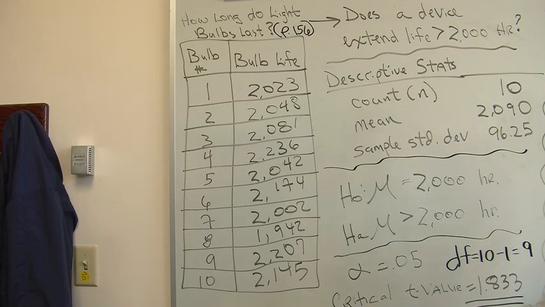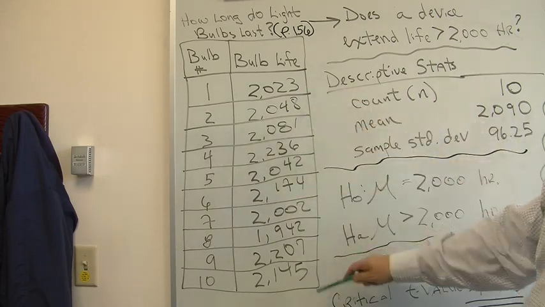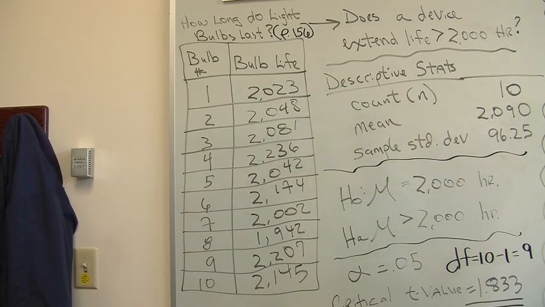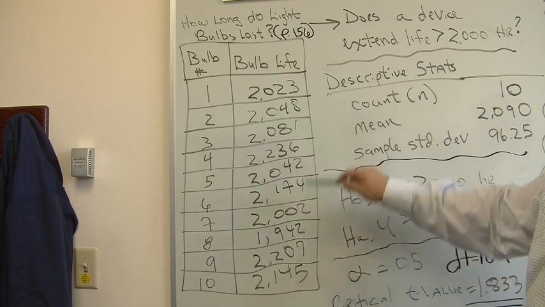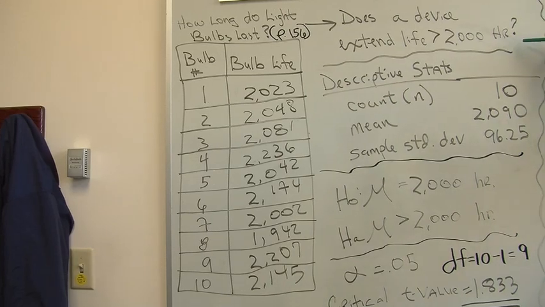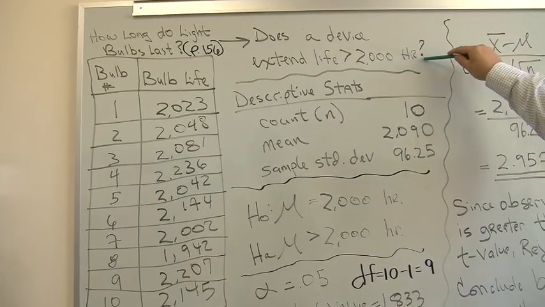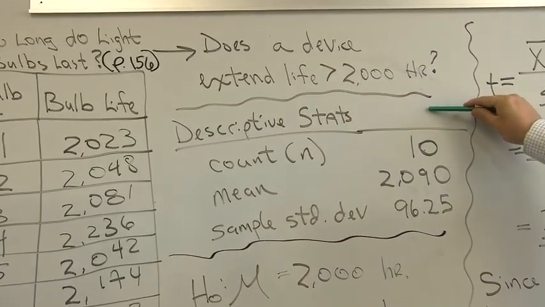So if this device is effective, then the average number of hours that our sample of 10 light bulbs lasts should be statistically significantly more than 2,000 hours. That's really what we're doing. We're going to compare the observed mean for these 10 values to the advertised or hypothesized mean of 2,000 hours. And that's why you see this question: does the device extend the life of these light bulbs beyond 2,000 hours? So I did descriptive statistics in MegaStat.